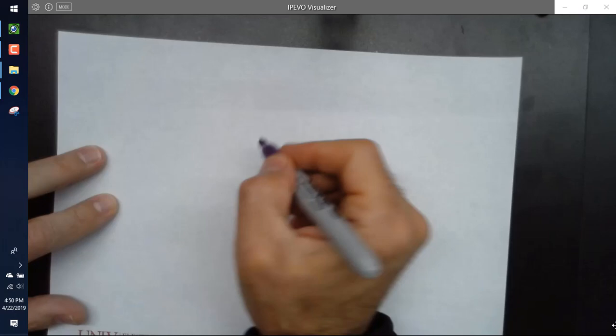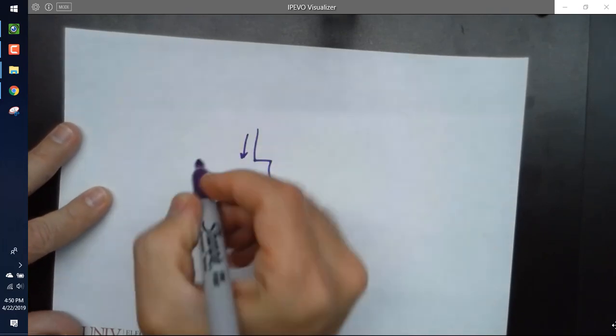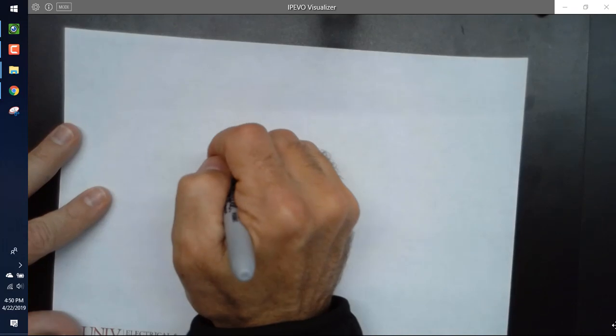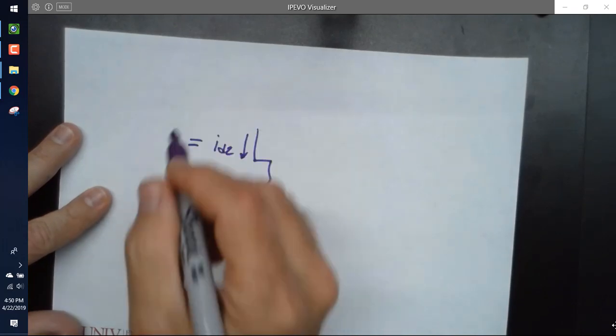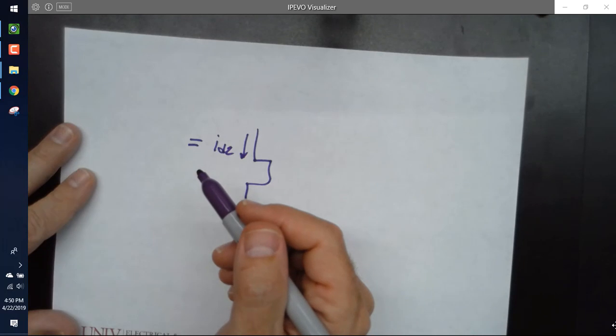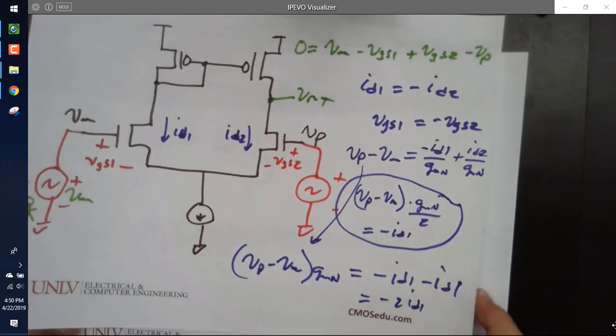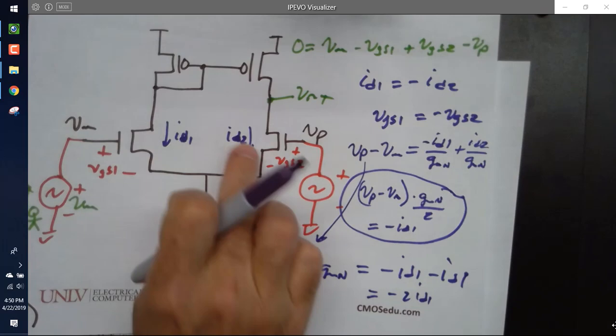All right, so now I'm going to go back and focus on this part of the circuit. Here's my ID2, which is equal to, what is it equal to? If I put ID2 there.